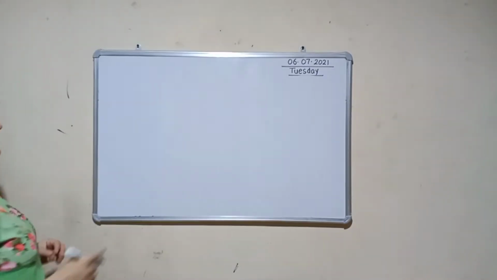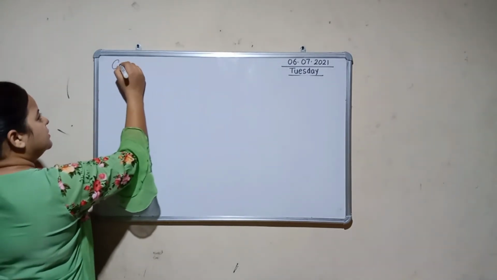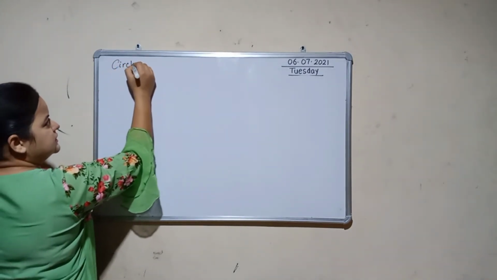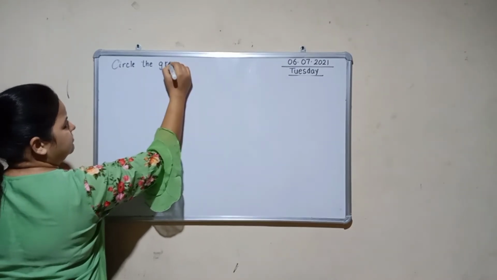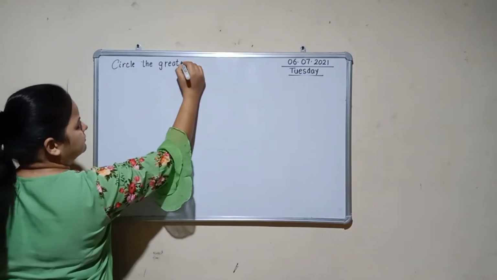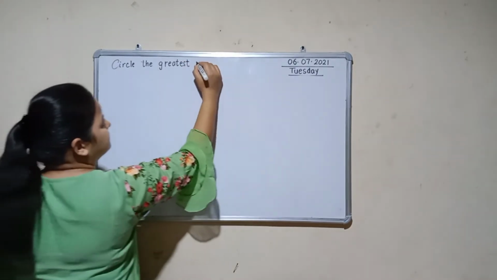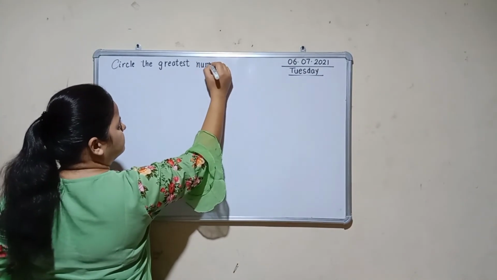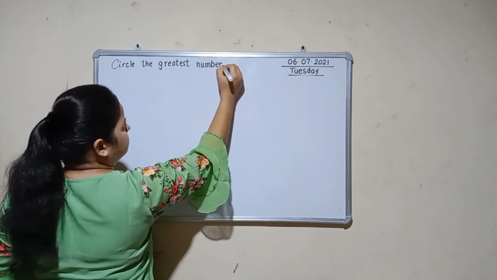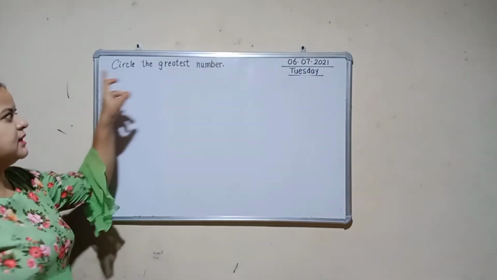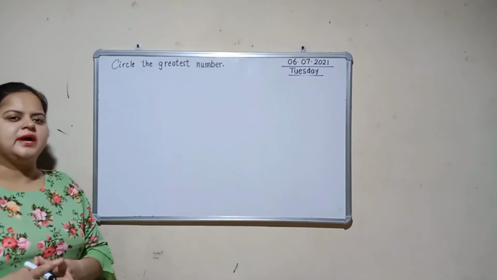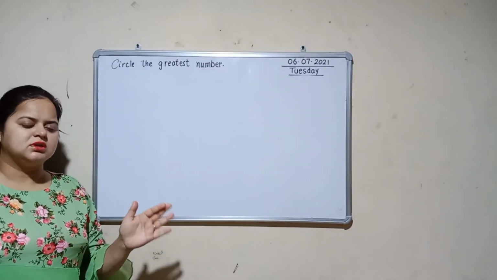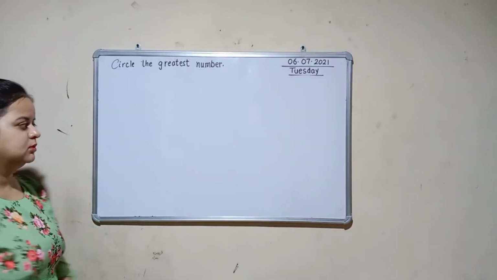Our next topic is circle the greatest number. Circle the greatest number. Now we have to find out the greatest number from 3 or 4 numbers. Okay.